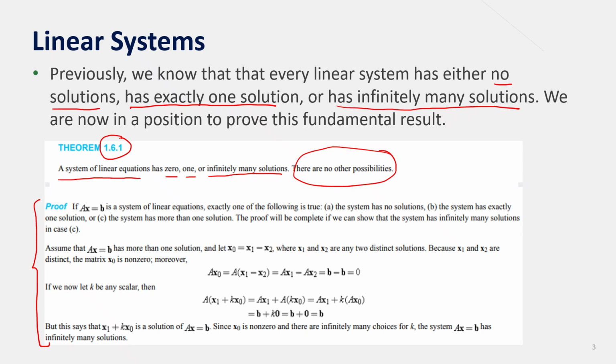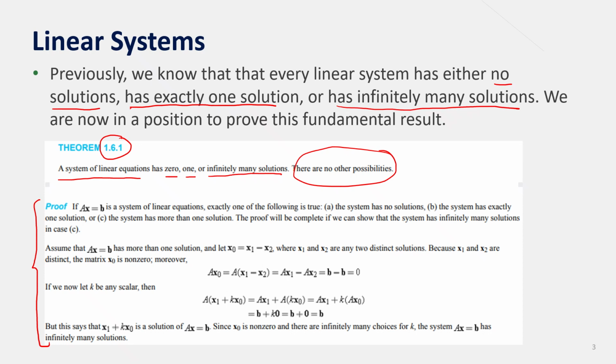For infinitely many solutions, it means the equations represent the same line or plane, leading to overlapping solutions. And no solution means that the lines do not intersect, typical for parallel lines that never meet. Okay, so this is for linear equations.